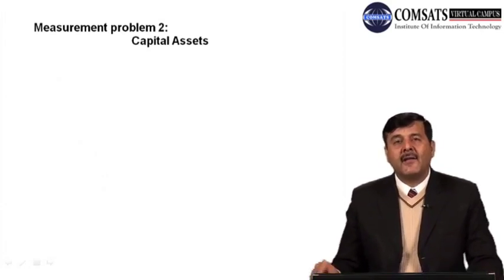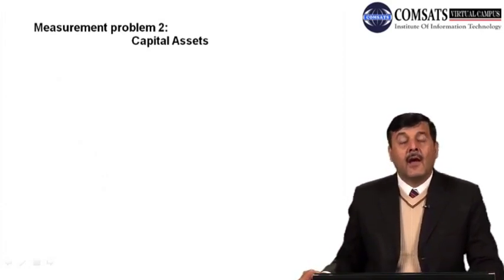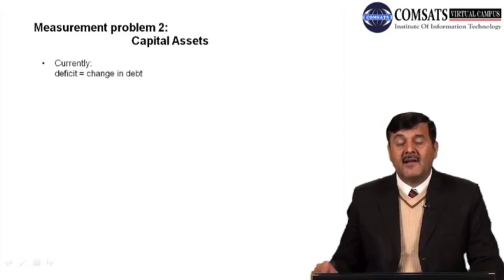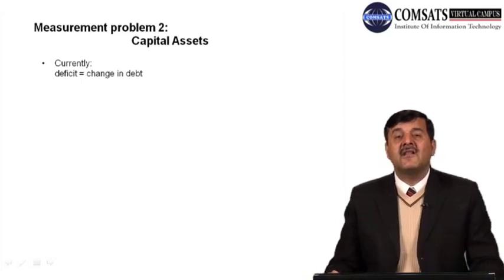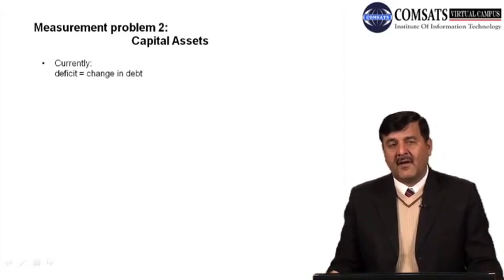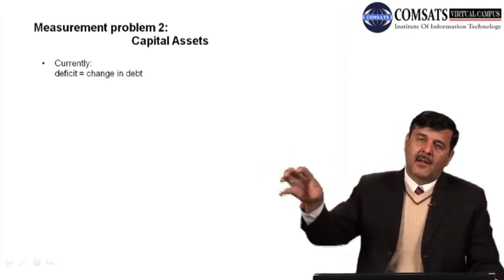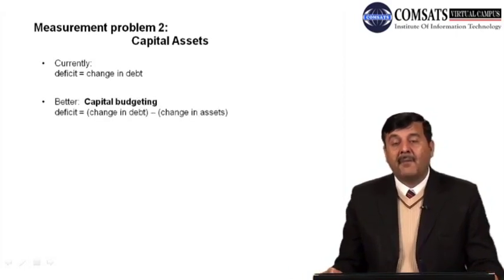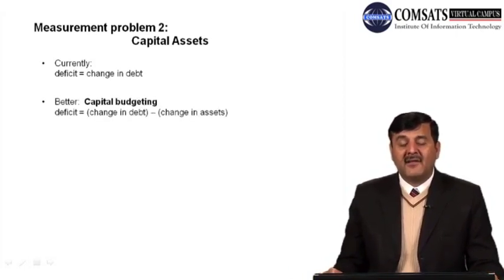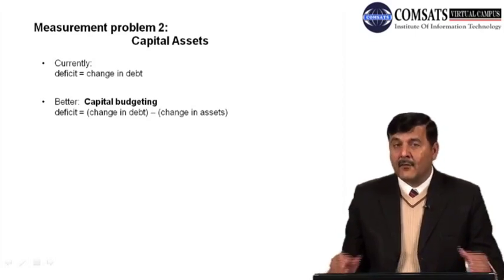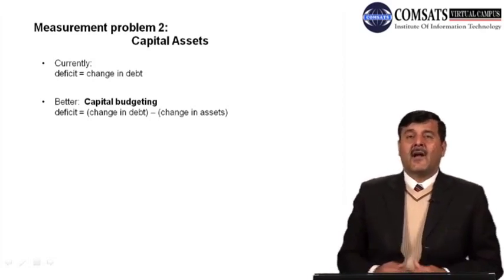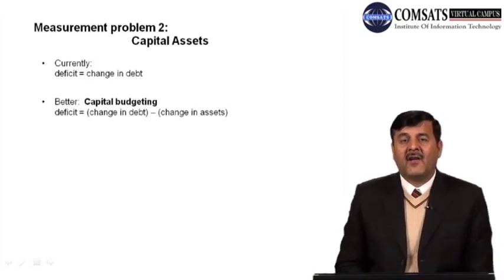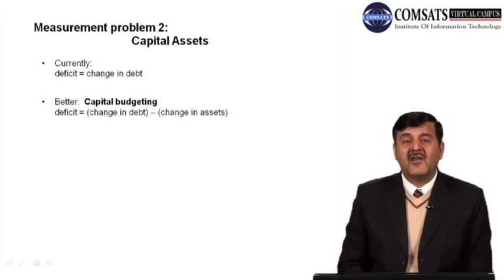सेकंड जो इशू है, सेकंड जो प्रॉब्लम है जिसकी वजह से डेफिसिट को सही मेजर नहीं किया जा सकता, दैट इज द कैपिटल एसेट, द कैपिटल बजटिंग. करंटली deficit is equal to change in debt, right? So how deficit is measured? That is the change in debt over time. So that tells us the deficit in the economy. But according to capital budgeting, deficit is equal to change in debt minus change in assets. So currently what we are studying in this chapter is that deficit is equal to change in debt over time.